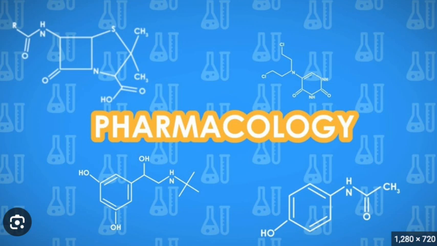Dobutamine. What is dobutamine's receptor activity? Beta 1 greater than beta 2. What is its effect on cardiac output? It's increased. What is the effect on systemic vascular resistance? Dobutamine decreases systemic vascular resistance. What is the indication for dobutamine? Cardiogenic shock. What are the adverse effects? Tachyarrhythmias and hypotension.